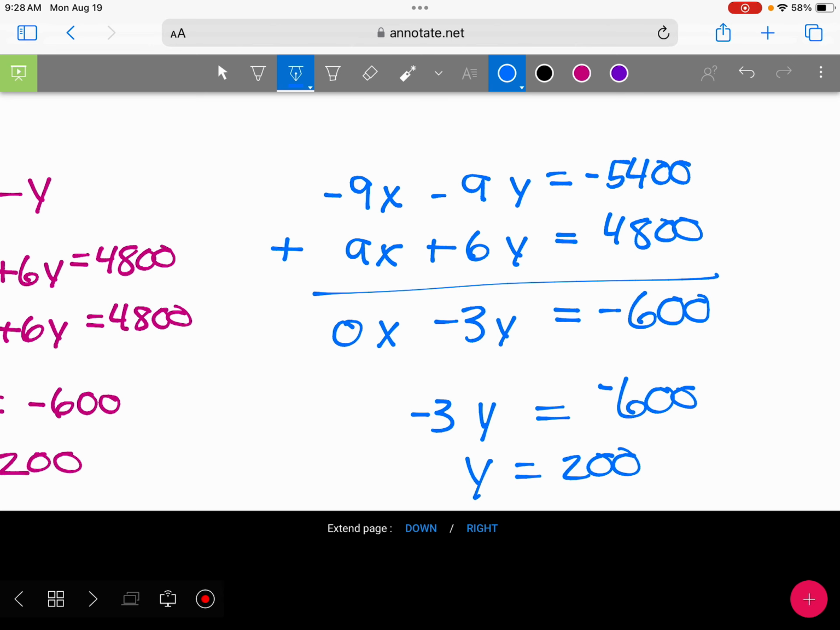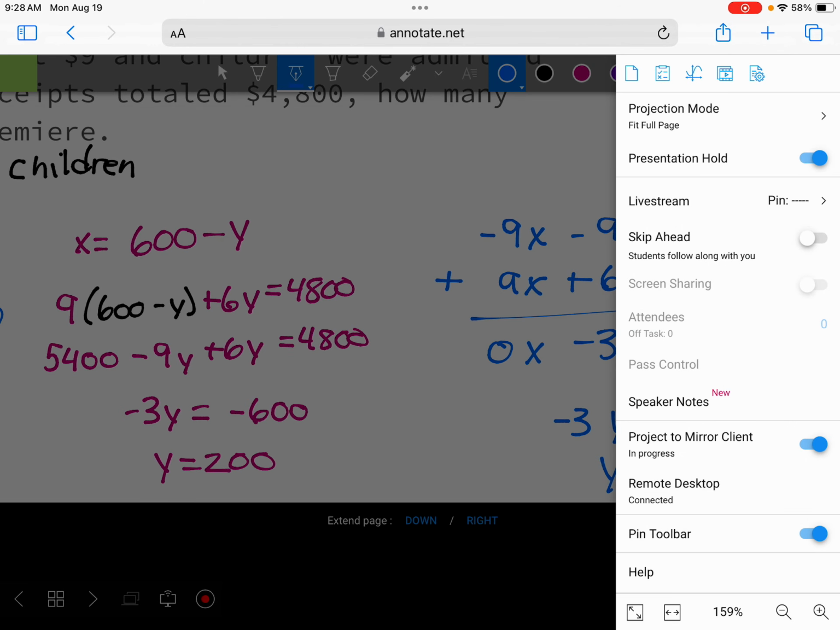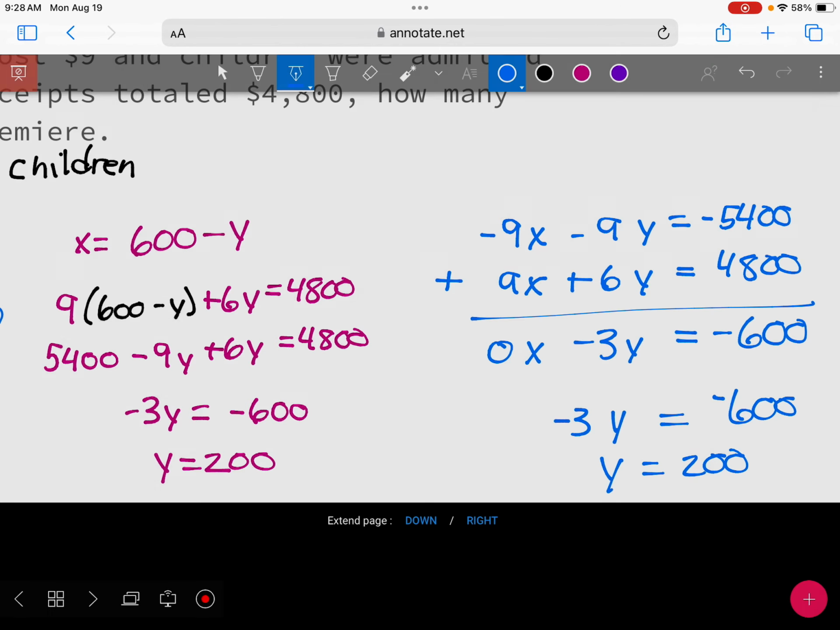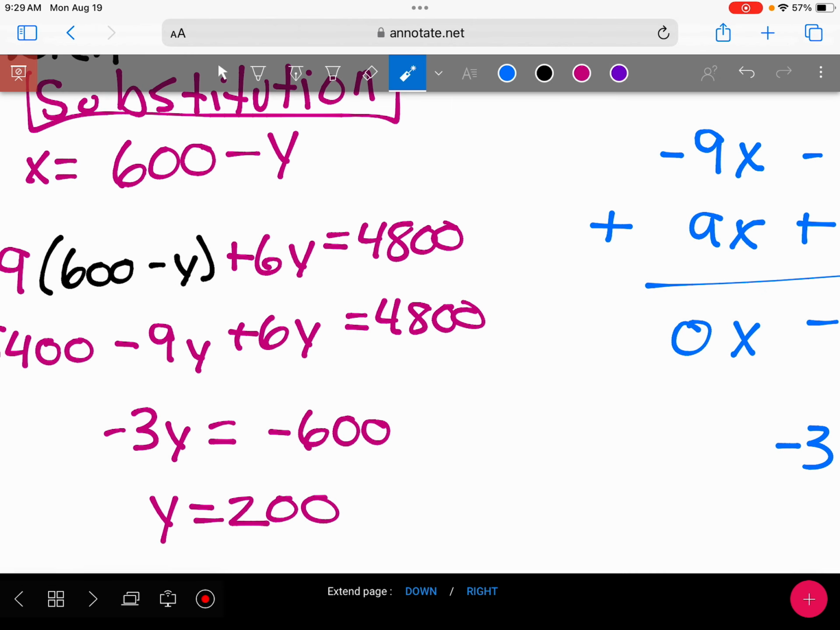All right. What did we get for the number of children? 200. So this is our substitution method where we set it equal to one variable. So I did this one with substitution. I got this equation to be an x equals so that I could substitute it in right here. And then it got me down to a single variable, and I got my y equals 200. I'm going to change the view just so you guys can see. So this was our substitution method.